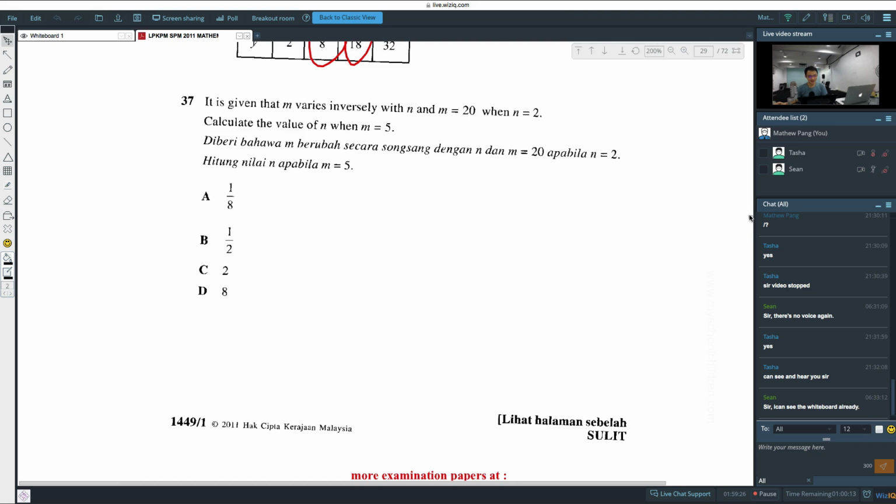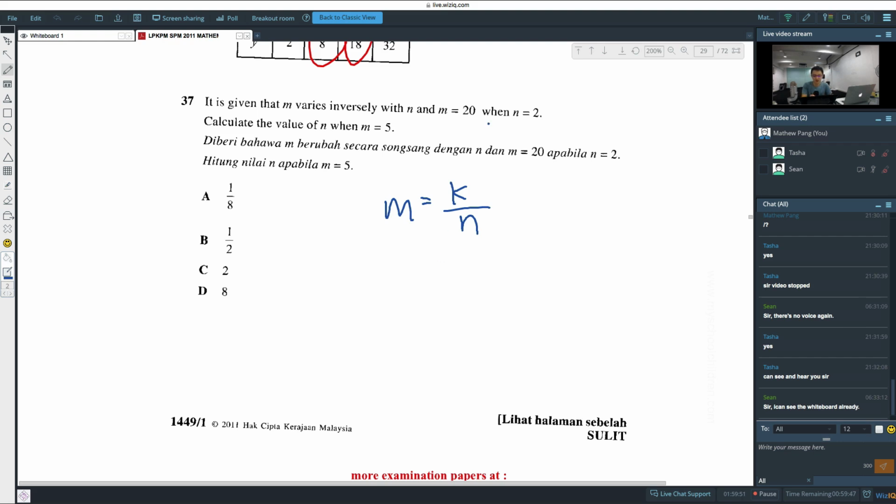Okay, come, have a look at 37. It's given that m varies inversely. What does inversely mean? Inversely means k should be on the top here. So m varies inversely with n, so n will be at the bottom. This is what happens when you have inversely.